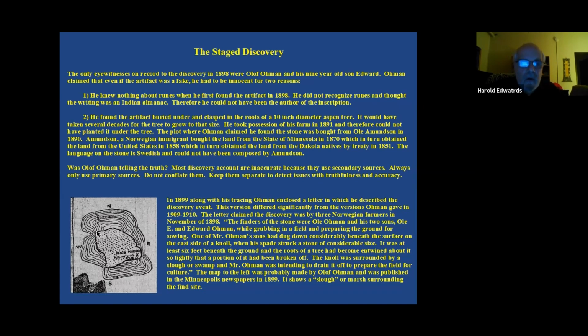And Ullman sent a drawing of this to the Minneapolis newspaper. So he has a little swamp here. It's called a slough. You can't read the writing on his drawing, but that's the marsh surrounding the find site.